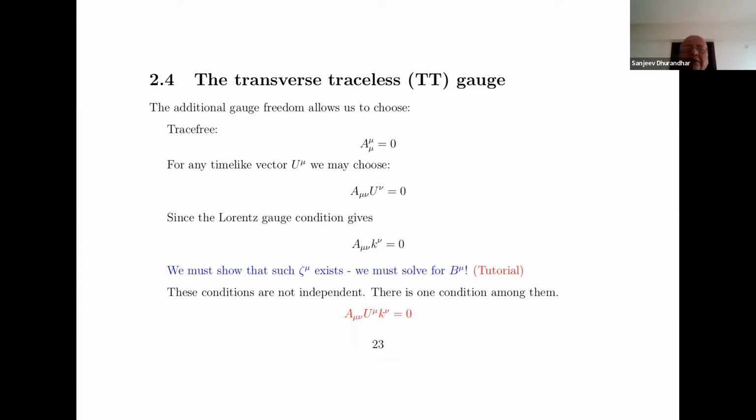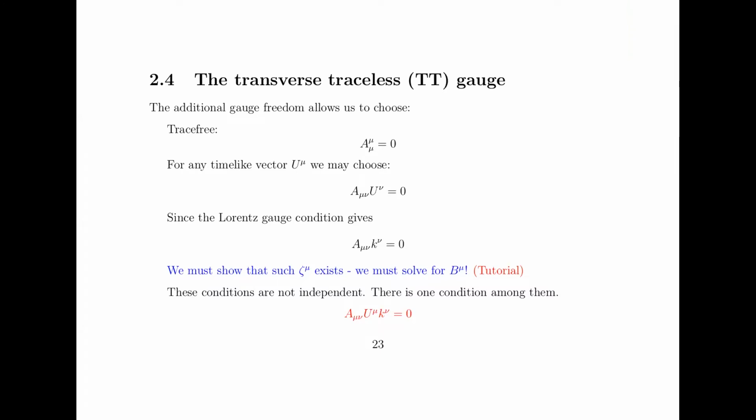So these are actually 3 independent conditions. When you have A_μν like this, there are only 3 linearly independent row vectors in A_μν. And so even if you put the condition A_μν u^ν equal to 0, that gives you only 3 conditions. So 3 plus 4 plus 1: the 4 coming from A_μν k^ν equal to 0, which you had in the beginning, and A_μν u^ν equal to 0 giving 3, plus 1 for the trace-free condition. So that gives you 8.